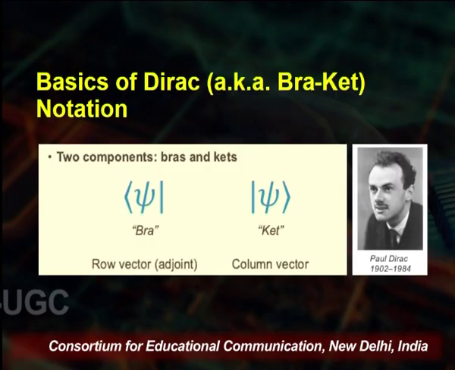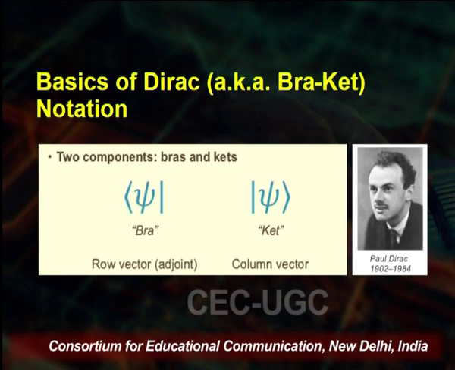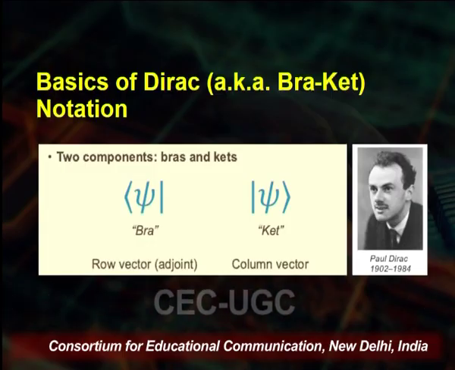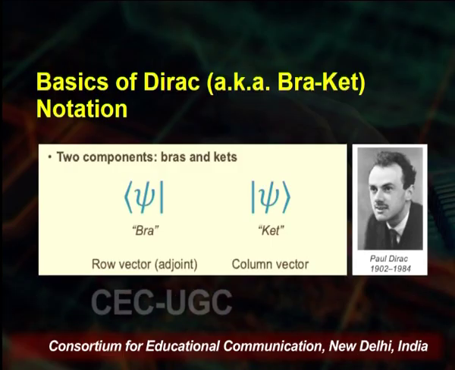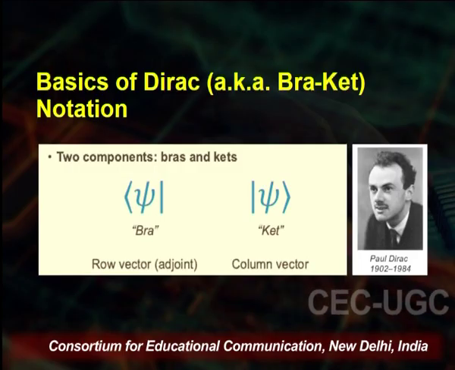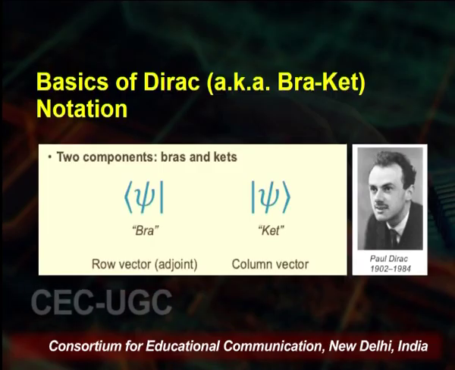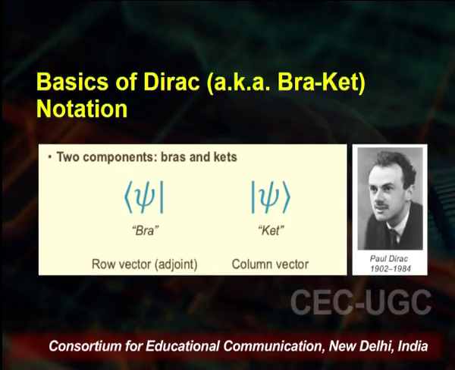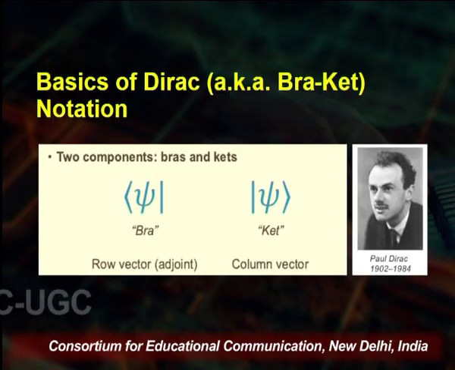The basic notation has been taken from the Dirac notation, which is the bra and ket. So the two components, bra and ket, are defined. You can see the arrow on the left-hand side for the bra and the arrow on the right-hand side for the ket. The bra is a row vector, that is the adjoint, and the ket is the column vector. Psi here means we have the bra as a row vector and the ket as a column vector.